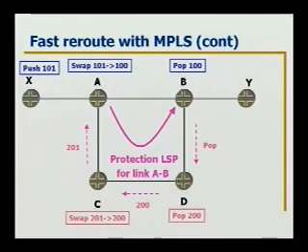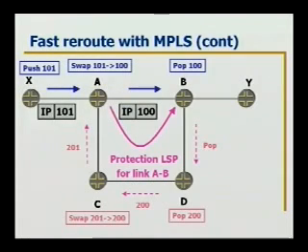So let's see how traffic is forwarded along the blue LSP when there is no failure. Traffic arrives at X. X is pushing label 101 onto the packet. A labeled packet with label 101 arrives at A. A swaps label 101 to label 100 and sends it over to B. Finally, B receives a packet with label 100, pops that label and sends the packet to Y.